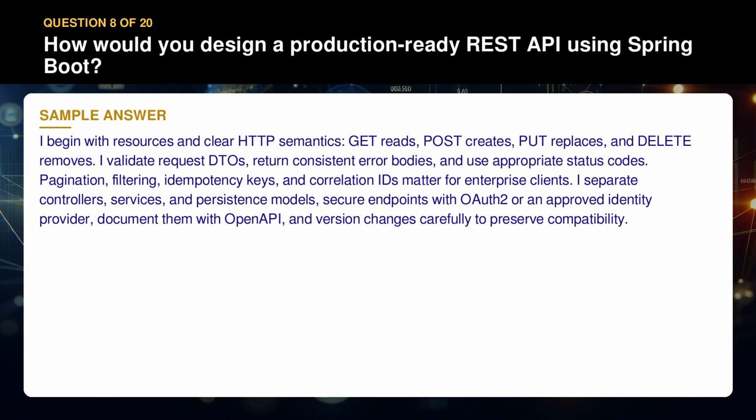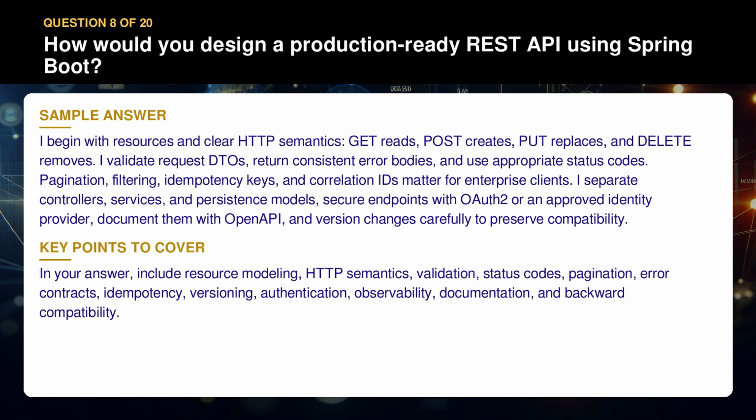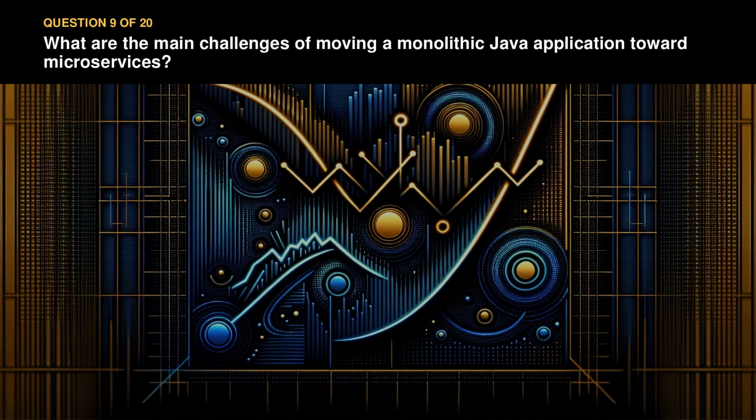I separate controllers, services, and persistence models, secure endpoints with OAuth 2 or an approved identity provider, document them with OpenAPI, and version changes carefully to preserve compatibility. In your answer, include resource modeling, HTTP semantics, validation, status codes, pagination, error contracts, idempotency, versioning, authentication, observability, documentation, and backward compatibility.